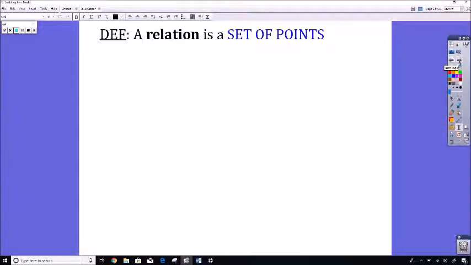A relation is a set of points. Go ahead and write down that definition.